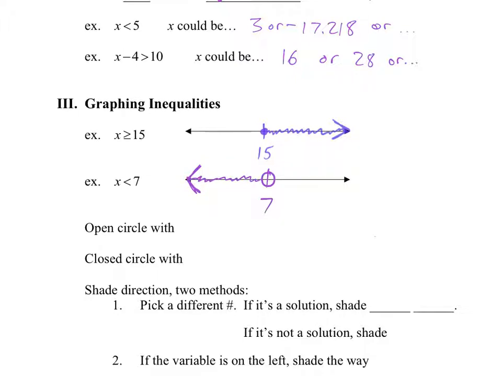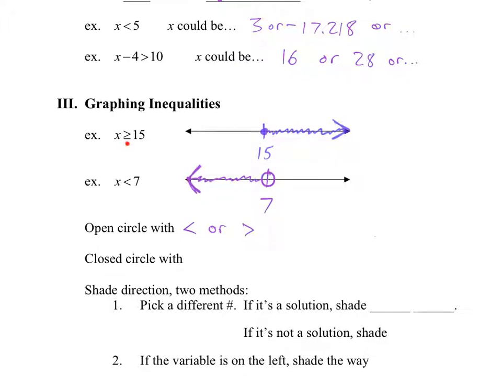Arrow on the end. But this here would be all the numbers that are less than 7, right up until 7. So 6.999992 is included and so on. So open circle. We did an open circle here when we had a less than. So you're going to have an open circle with a less than or greater than, because those don't include the endpoint. We had a closed circle here.